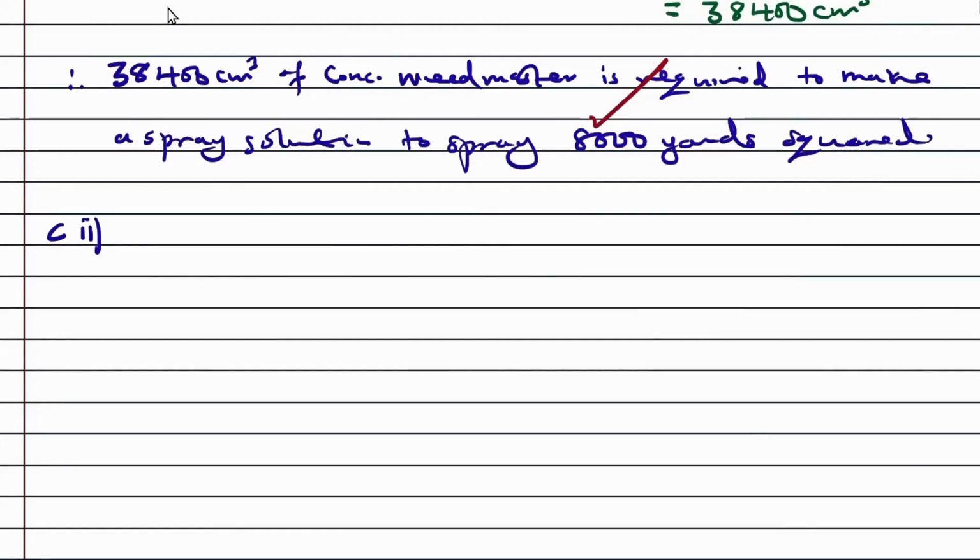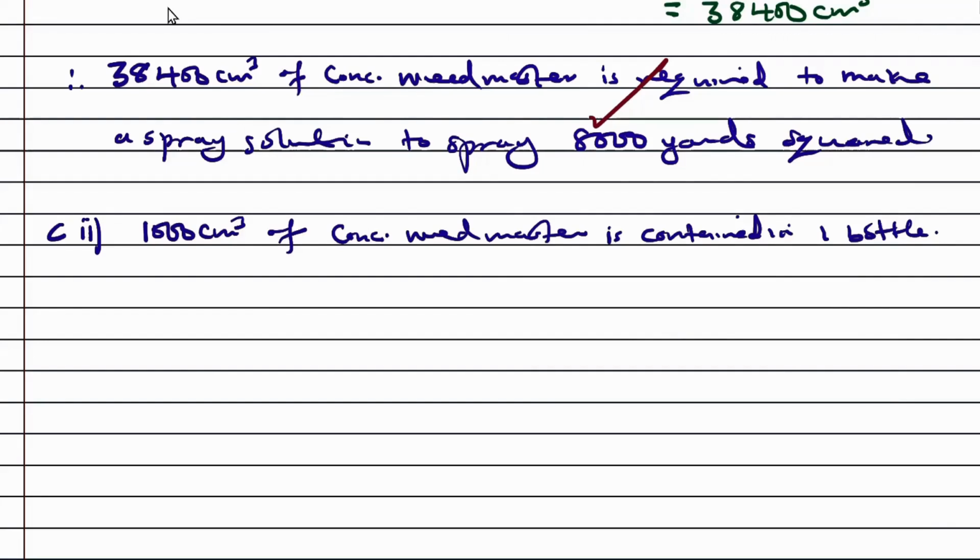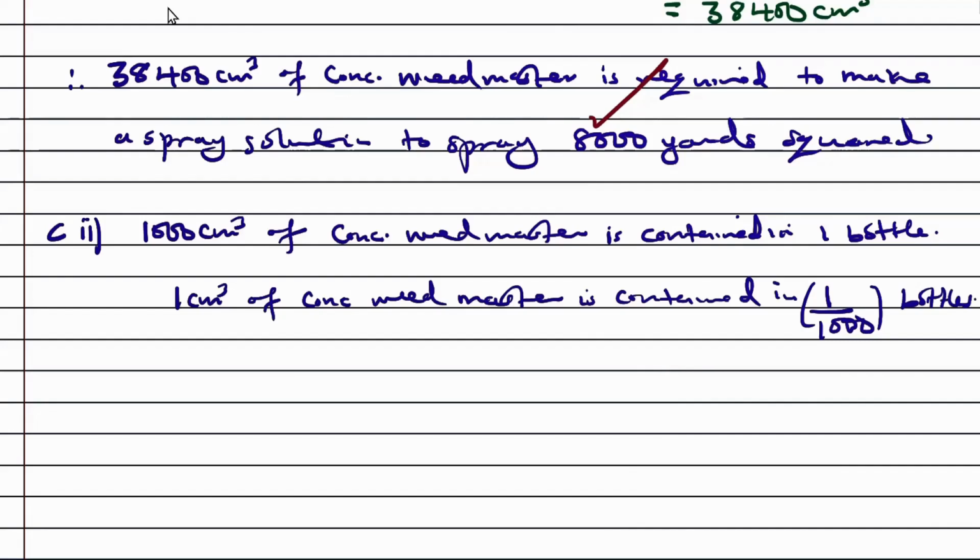This is what we are going to do. 1,000 cubic centimeters of the concentrated Weedmaster is contained in one bottle. So in one bottle we have 1,000 cubic centimeters. What about when it is 1 cubic centimeter? Still of concentrated Weedmaster is contained in 1 divided by 1,000, and still gonna be the number of bottles.